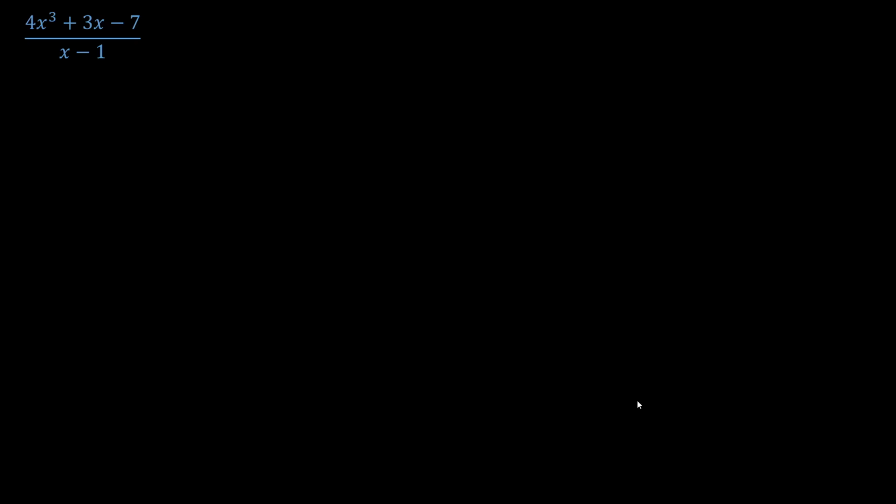Well, that was easy, huh? Now, what happens if you're missing a term in your polynomial? Let's find out. This one, I've got 4x cubed plus 3x take 7 over x take 1. Something you need to be aware of when you do polynomial division is you need to have all of the powers of x in here.